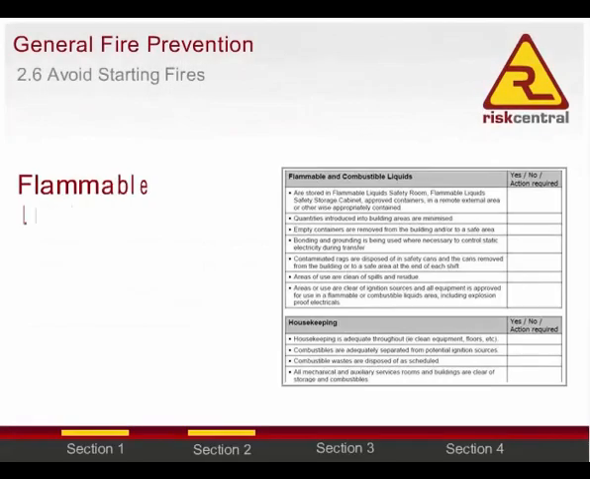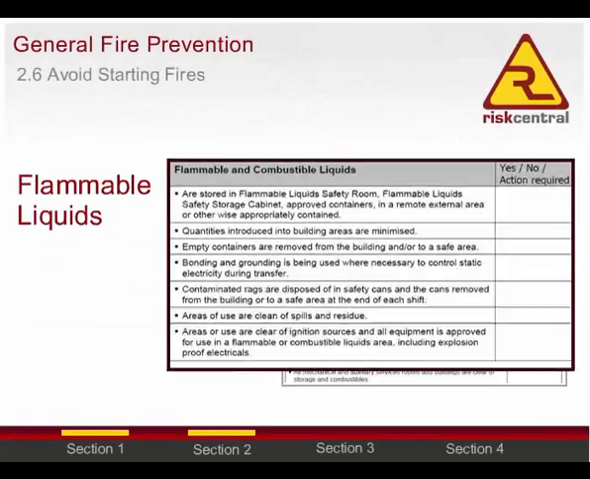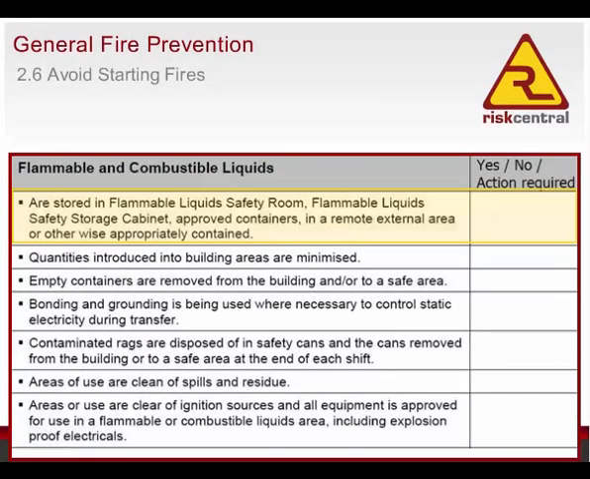Flammable and combustible liquids are stored in flammable liquid safety room, flammable liquid safety storage cabinet, approved containers, in a remote external area or are otherwise appropriately contained. Quantities introduced into building areas are minimised. Empty containers are removed from the building and/or to a safe area. Bonding and grounding is being used where necessary to control static electricity during transfer.